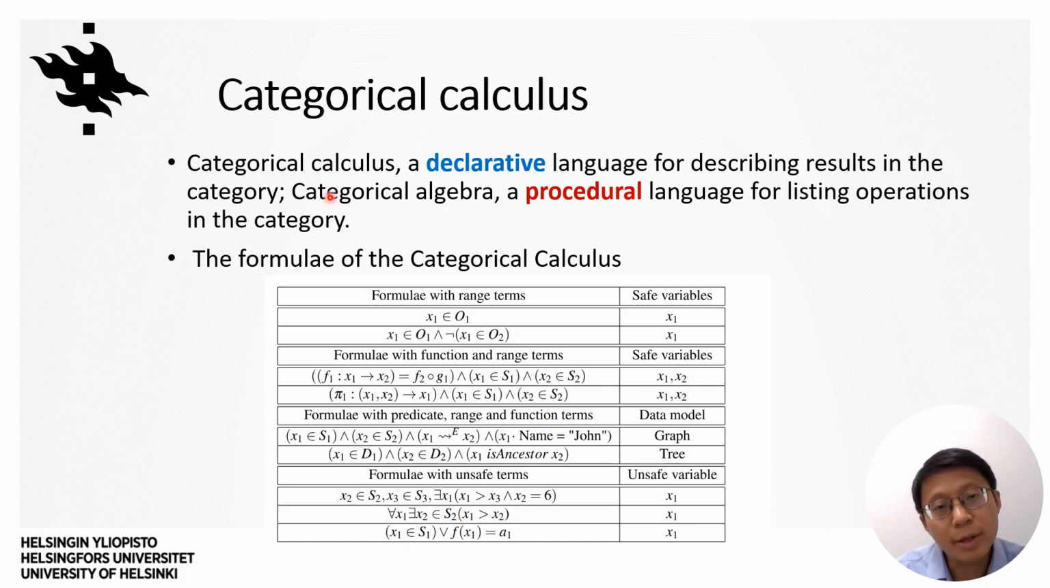This table shows some examples of formulas in category calculus. Here, x1 belongs to O1 means that x1 is a variable. It's an element in the set O1. And this formula f1(x, y): f1 is defined from x1 to x2, where x1 belongs to the set S1 and x2 belongs to the set S2. And f1 is a composed morphism of f2 and g1.